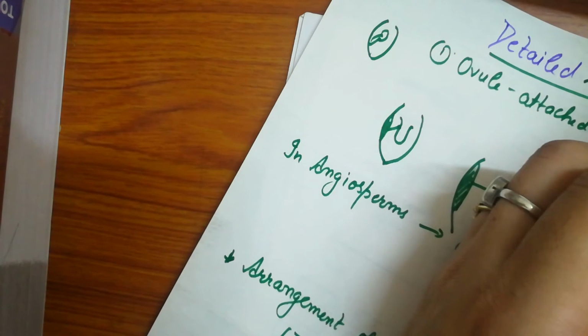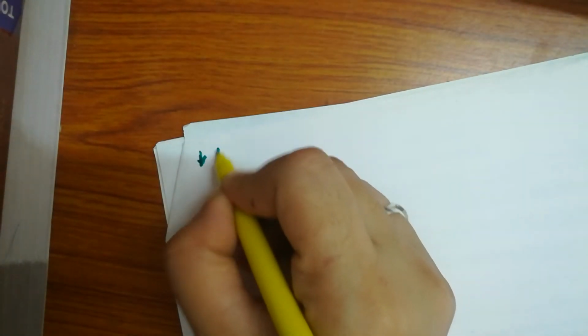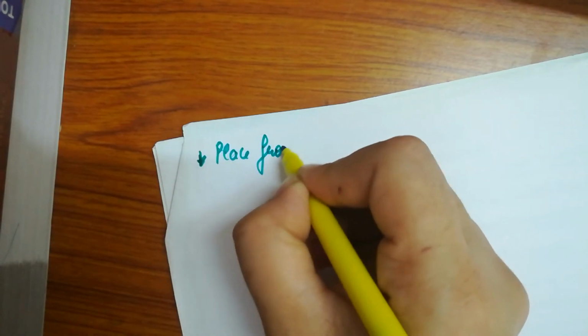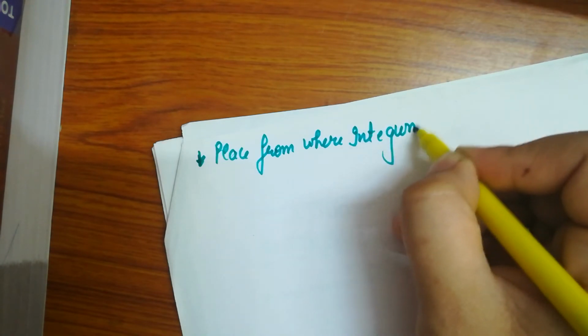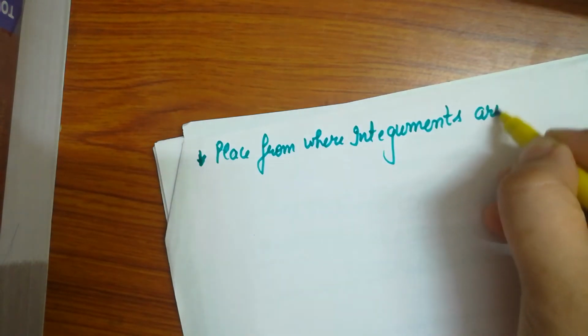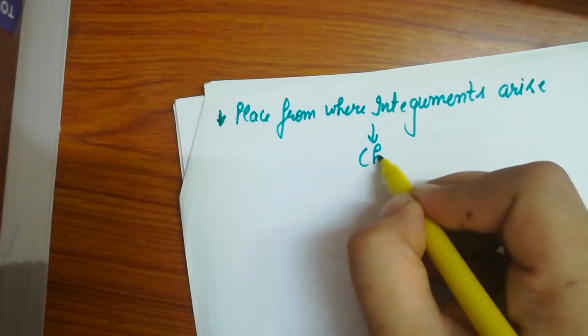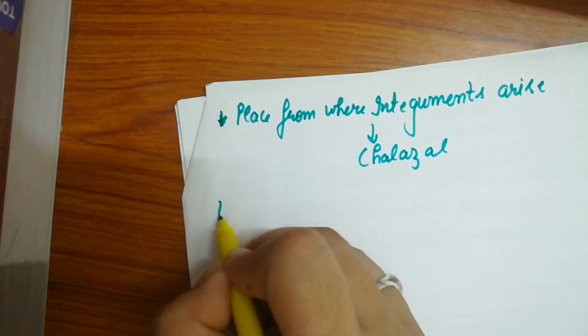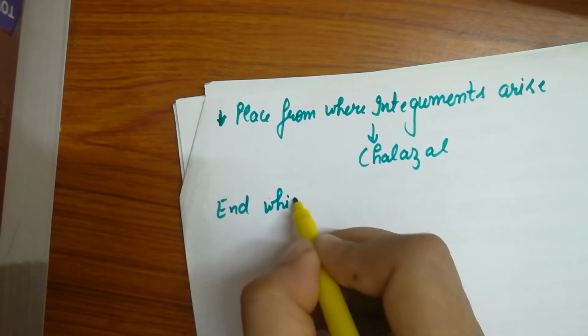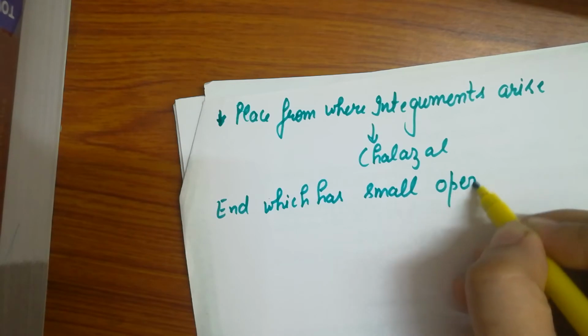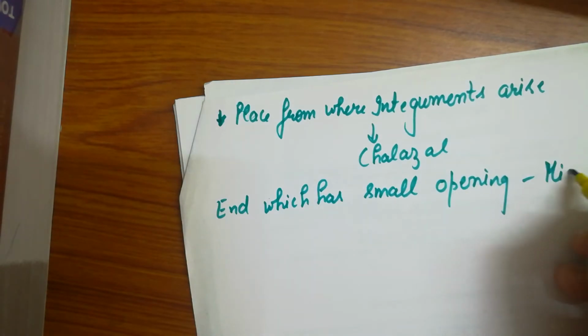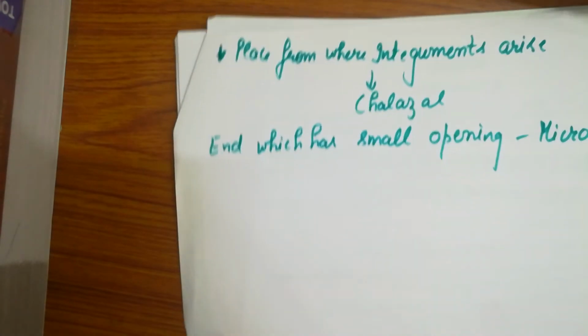This point you need to note down: the place from where the integuments arise is called which end? That is your chalazal end. And the end which has a small opening is called the micropylar end, basically towards where all the cells, the nucellus, are arranged, right?